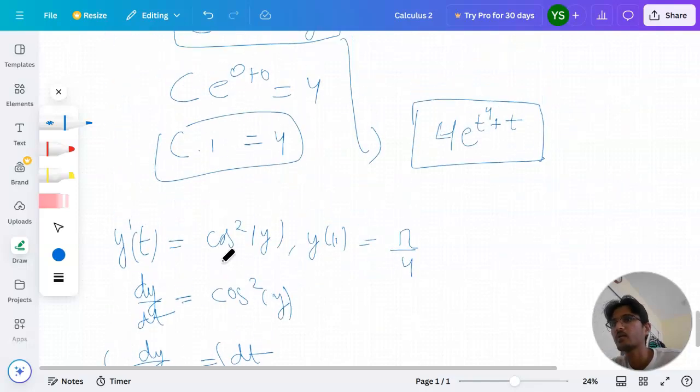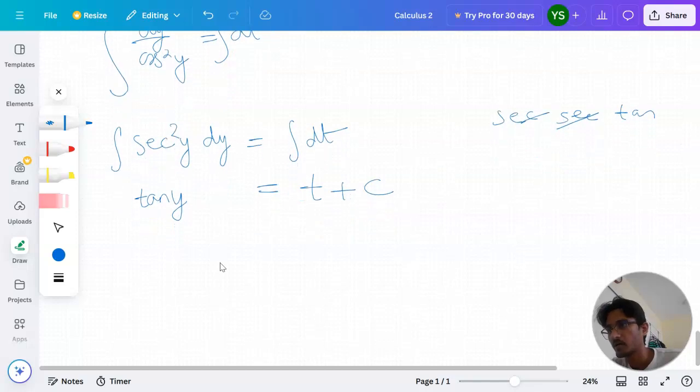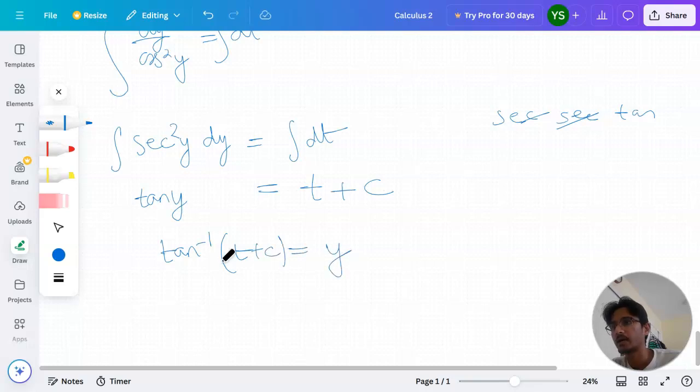Okay, we've been given that y. We've got to kind of unravel this to get our y, right? So our y is going to be, remember to unwrap this one, it's going to be tan inverse of t plus c equal to y. Okay, so this is our general solution, guys.